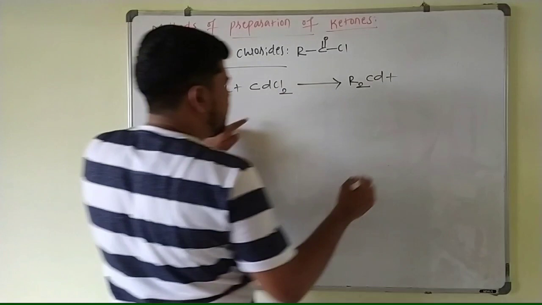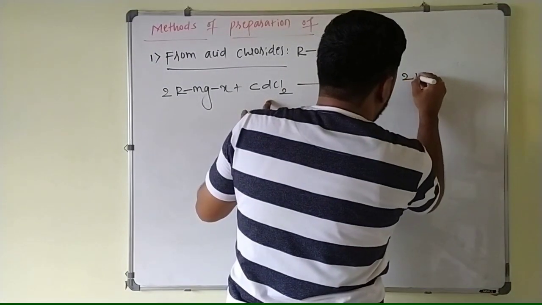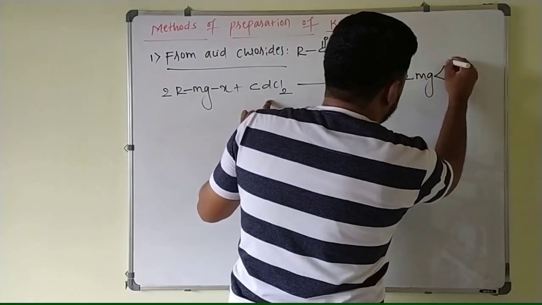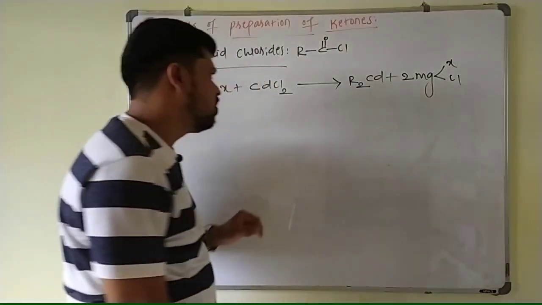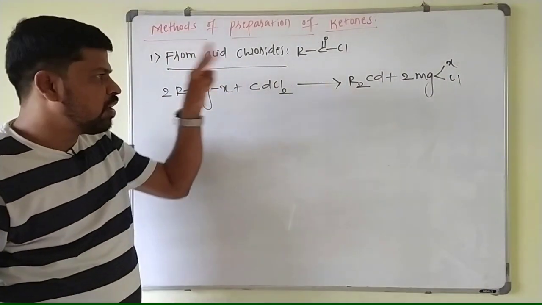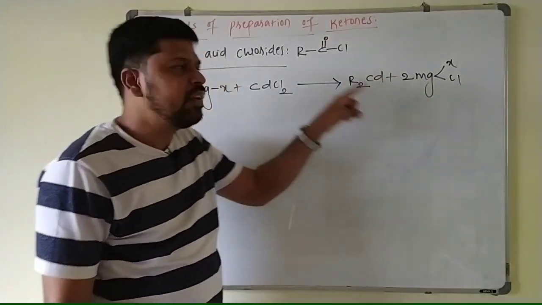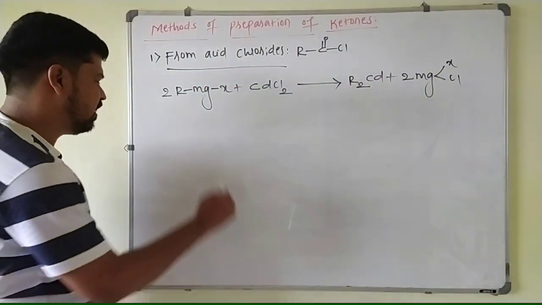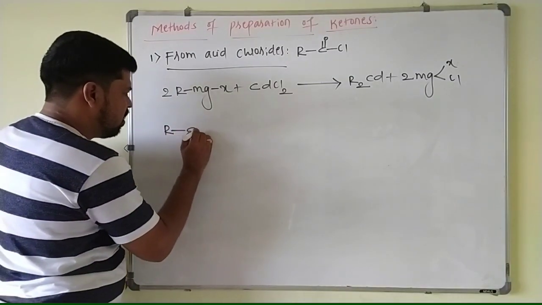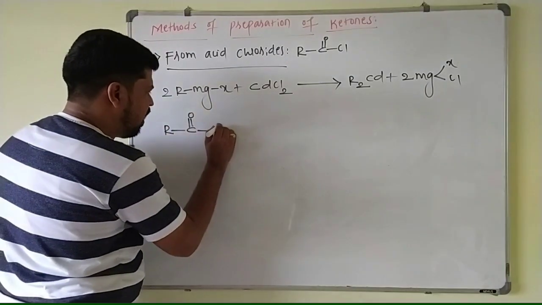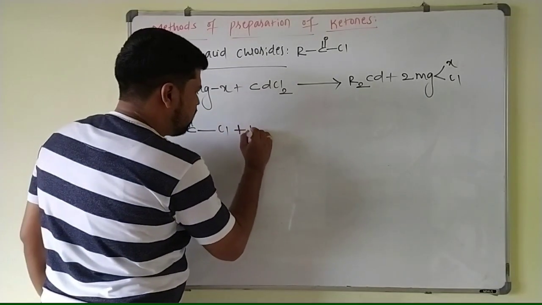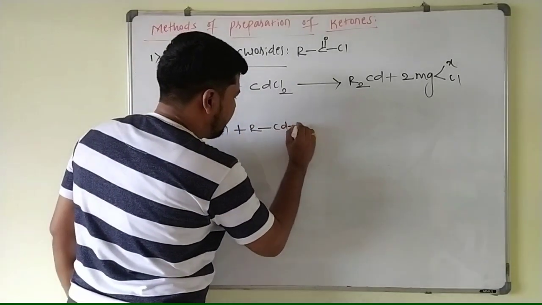They will react with 2 chlorines, 2 times Mg. This is X and this will be Cl. So that Grignard reagent is converted into dialkyl cadmium. Now this dialkyl cadmium will react with acid chloride to form ketones here. So this is your acid chloride like this. I will take this on treating with dialkyl cadmium.